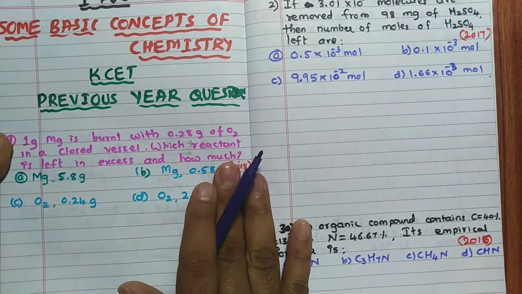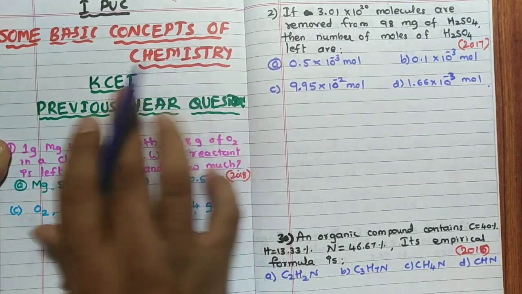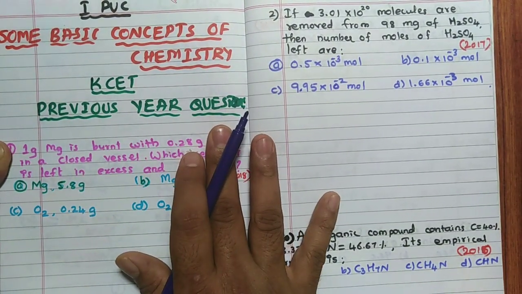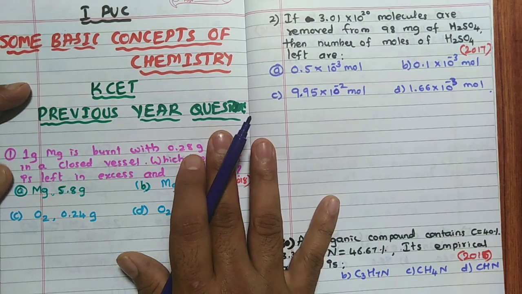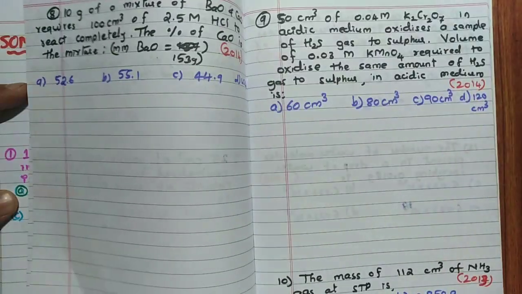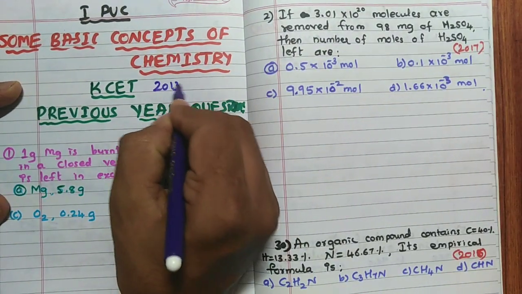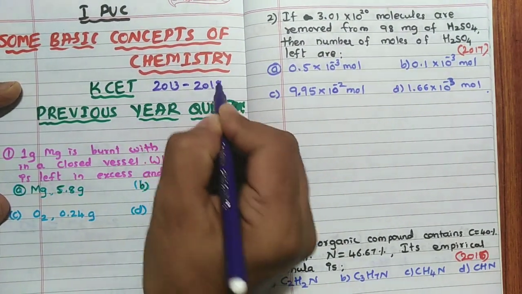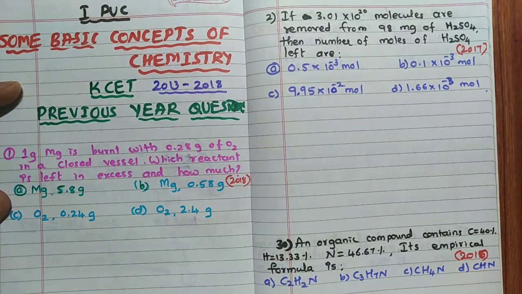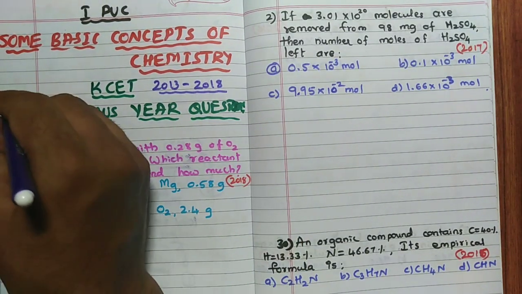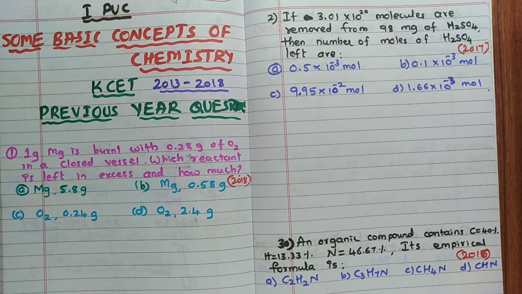Now you can see first PUC, some basic concepts of chemistry, KCET previous year questions I have considered, up to 2013 to 2018, six years of papers. And 2019 I have already solved in a detailed manner, chapter wise. The link is given in the description box that you can see.